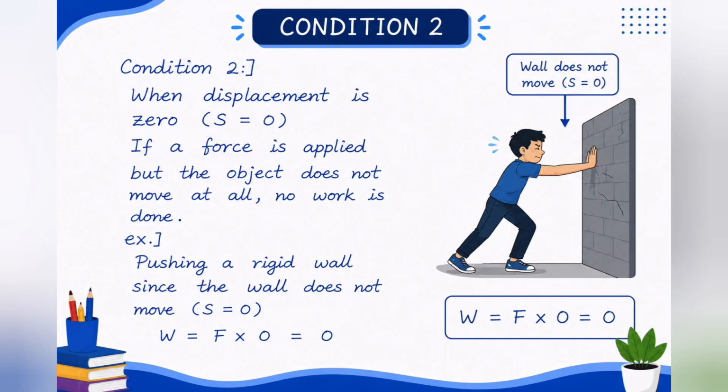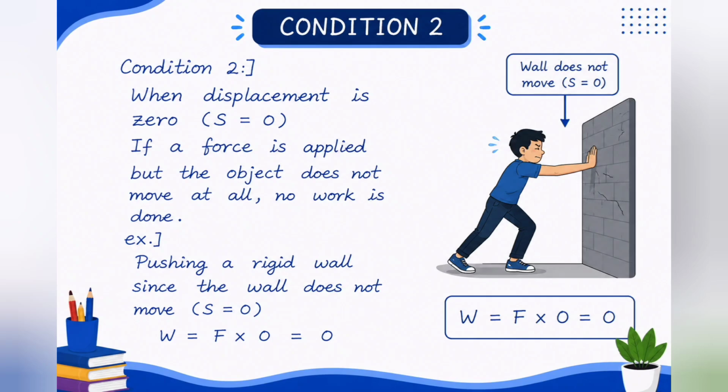Now, let's move to the second condition. If a force is applied but the object doesn't move, then the displacement is 0. And if displacement is 0, the work done is also 0. The formula is W equal to F multiply 0 equal 0. A simple example is pushing a rigid ball. You apply force, but the ball doesn't move. So displacement is 0. Therefore, the work done is 0. Remember, force is present, but there is no displacement.